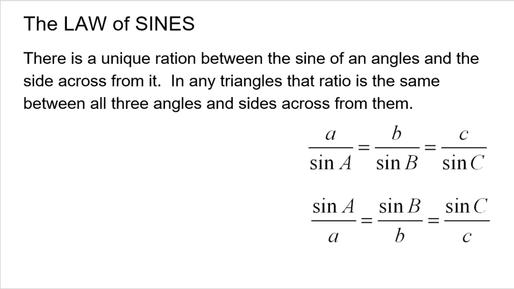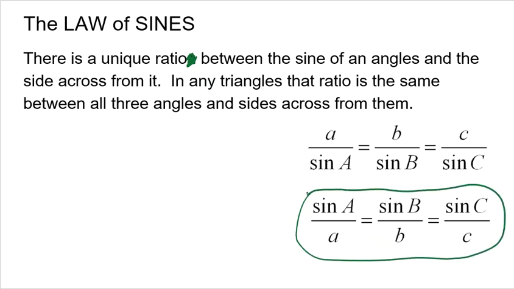So the law of sines is telling us that there is a unique ratio, not ration, what the heck, I can't type. There's a unique ratio between the sine of an angle and the side across from it. In any triangle, it doesn't even have to be a right triangle, that ratio is the same between all three angles and all three sides across from them. And you can actually write the law of sines either way. You could have the sides be on top and the sines be on the bottom, or you could have the sines be on top and the lengths on the bottom. I usually go with this format right here.